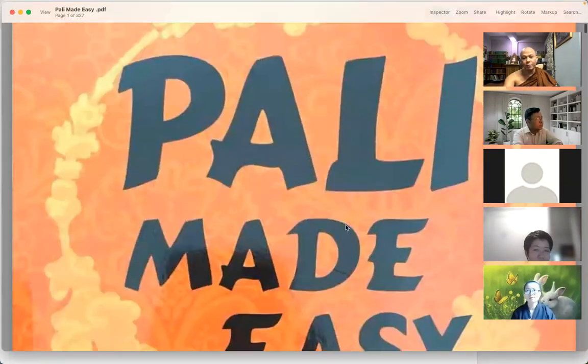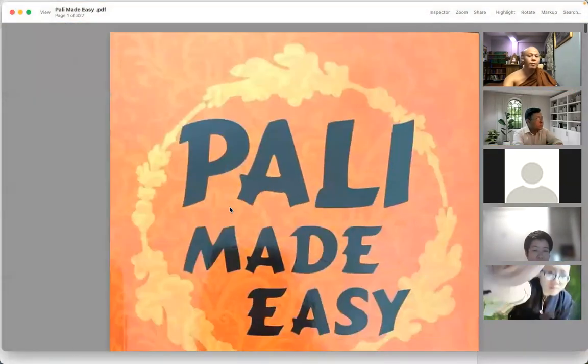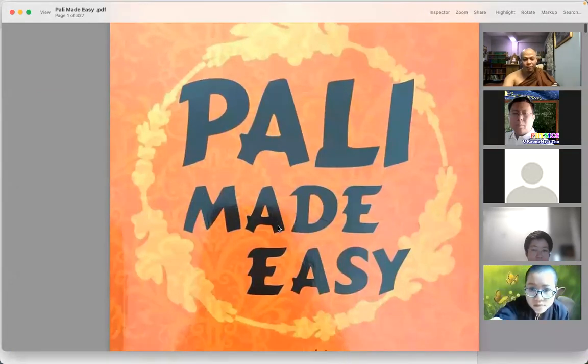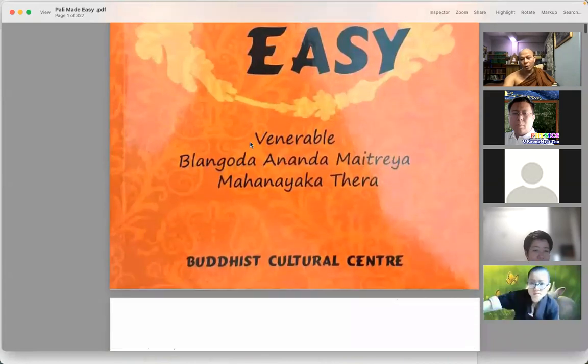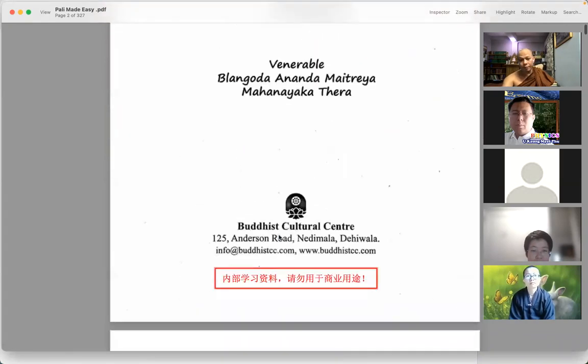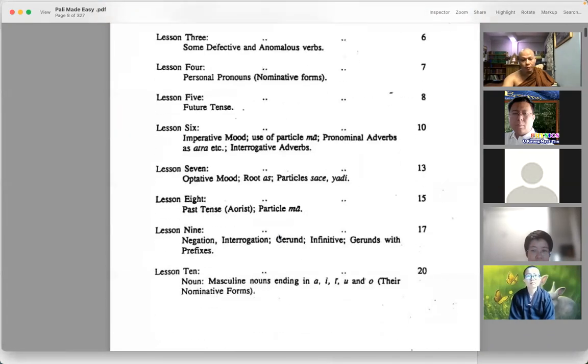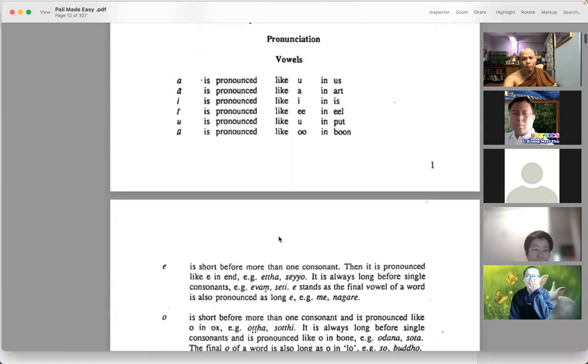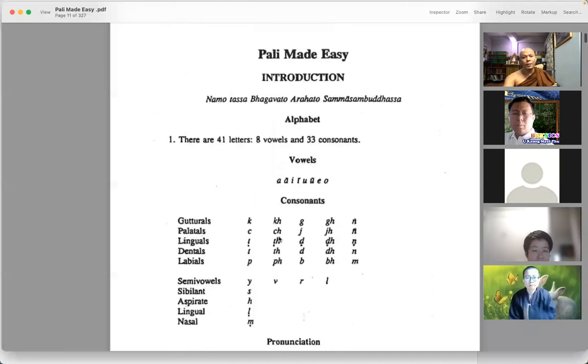Now, Pali Made Easy is the name of this book. The author is the very respected Venerable Balangoda Ananda Maitreya Mahathera from Sri Lanka. Now the first chapter is the introduction.